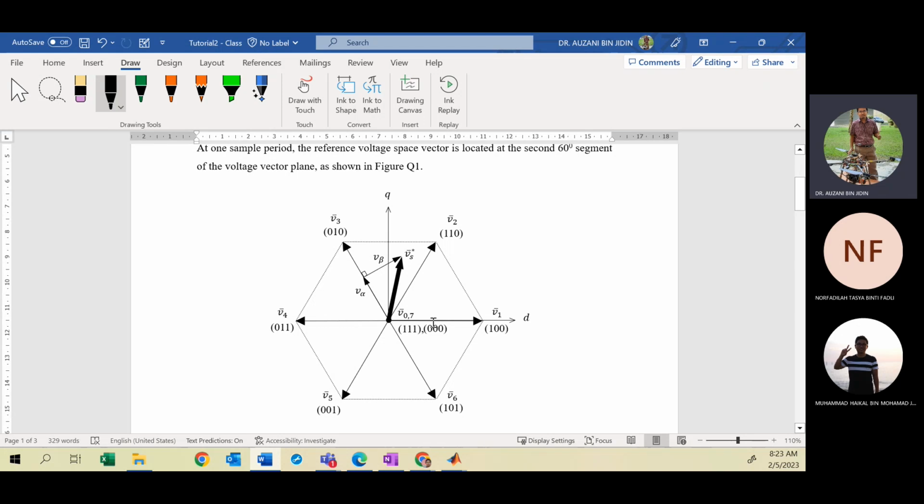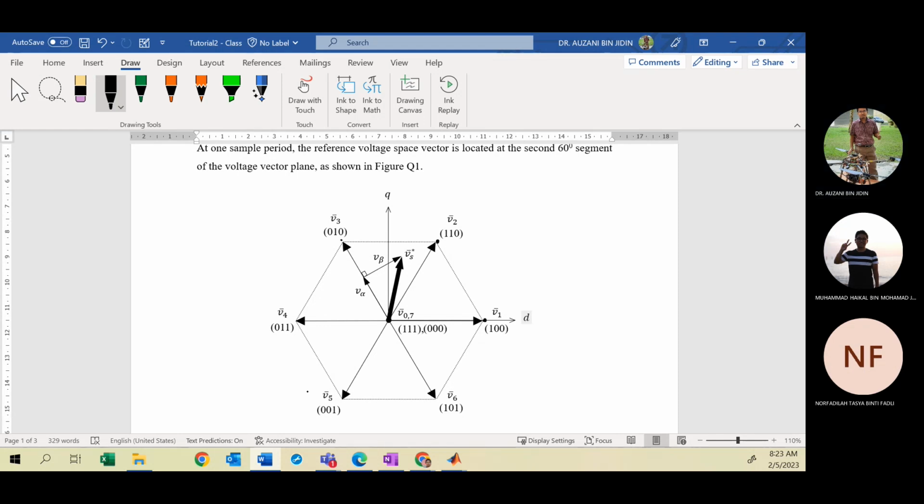For the active vectors, when you join all the points, it will form a hexagonal shape, a hexagonal locus here. So you can see here, this is V1, V2, 3, 4, 5, and 6. The hexagonal can be equally divided into six sectors. Each sector is 60 degrees. So that's why you have 6 sectors, you multiply by 60 degrees, then you get 360 degrees.